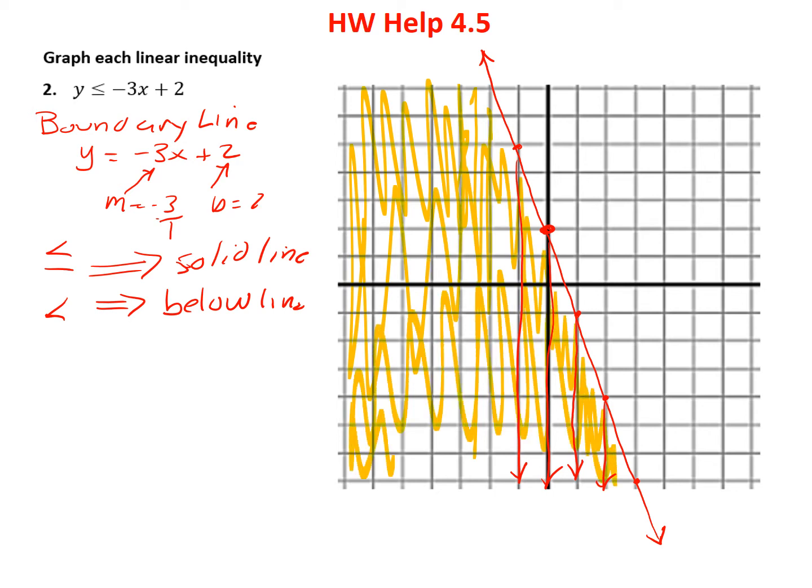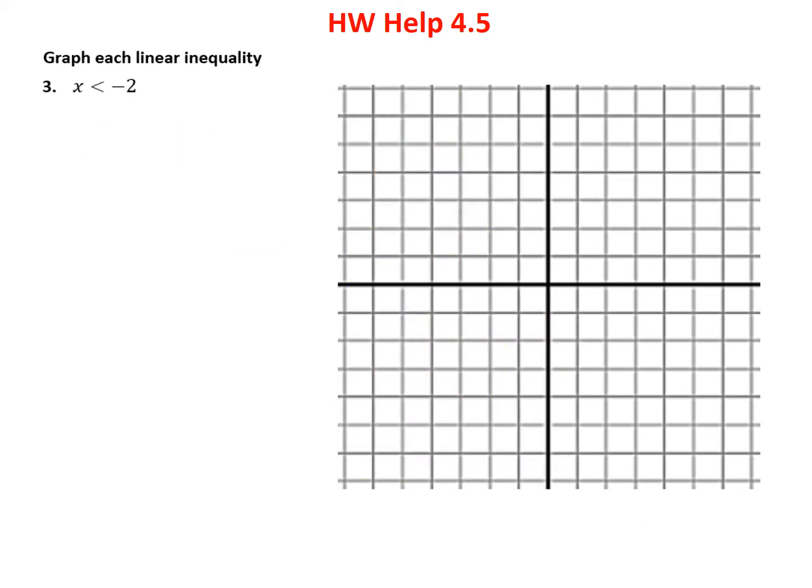So everything below the line, in other words, everything over on this side is part of my solution. Okay, so that's the graph. Everything either on the line or in the shaded area is a solution to that inequality. Problem 3 asks us to graph the inequality x is less than minus 2.